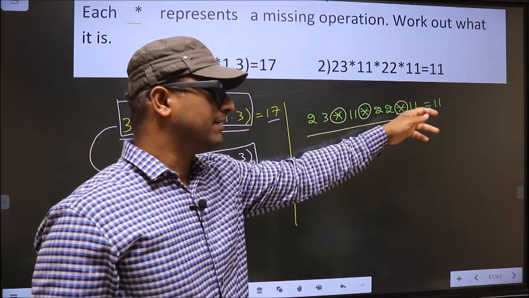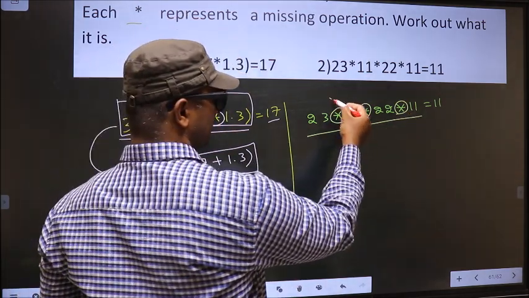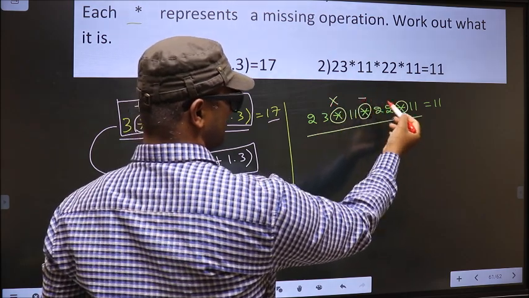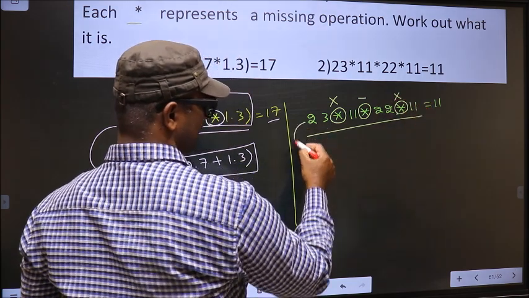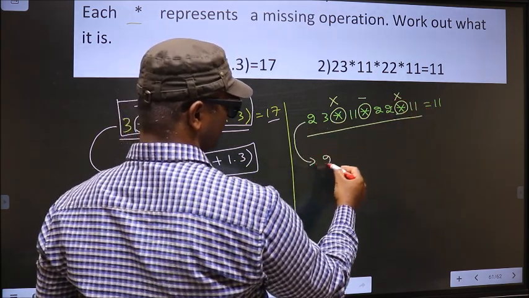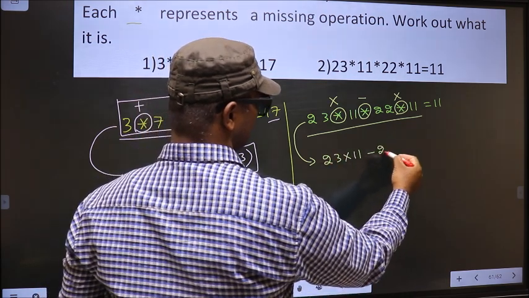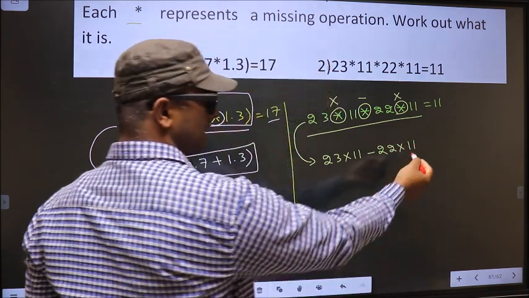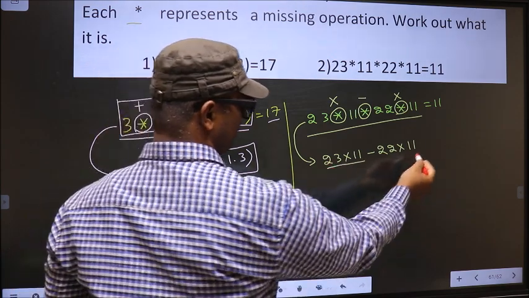To get 11, we should replace this star symbol with multiplication symbol, here this by subtraction and this by multiplication. Now this will change to 23 into 11 minus 22 into 11. Let us calculate this. First multiplication we should do.